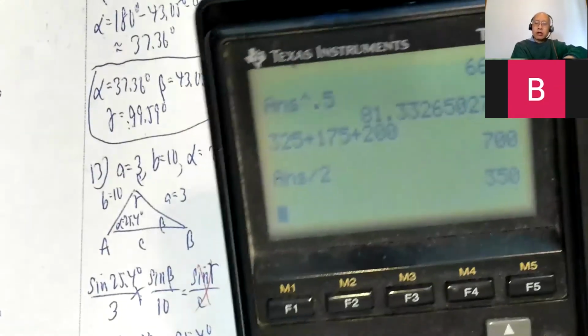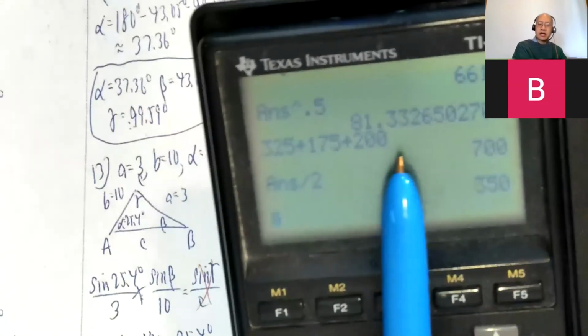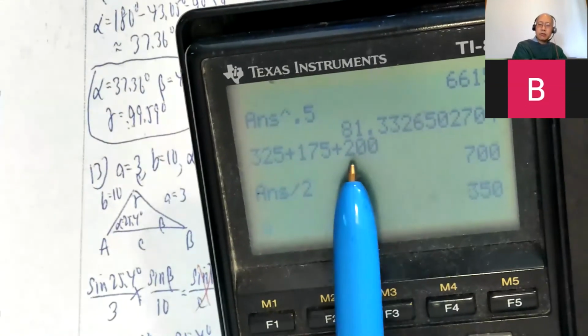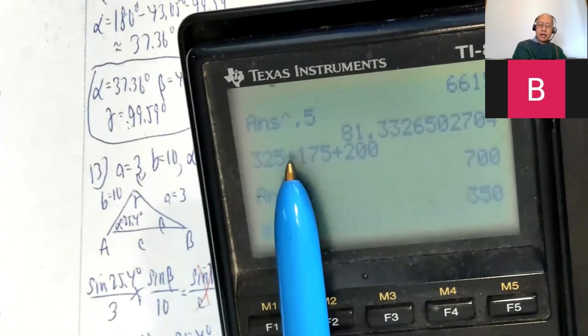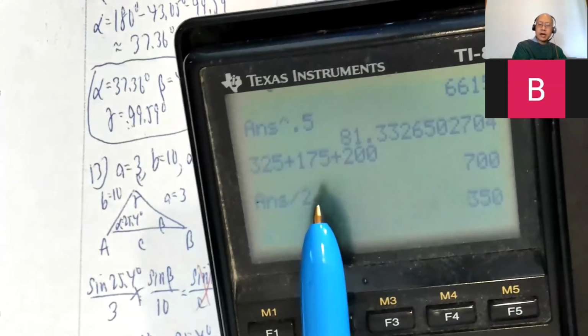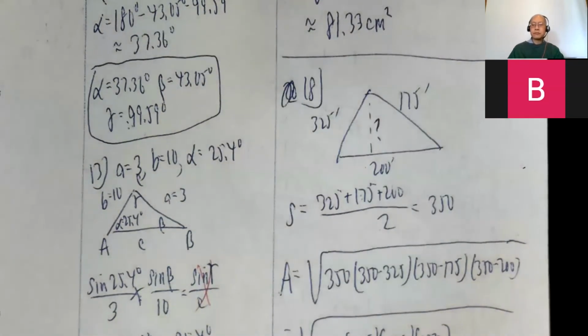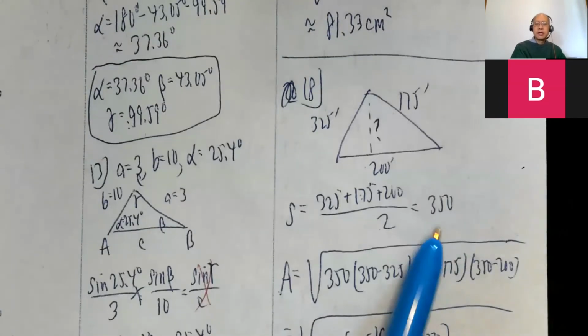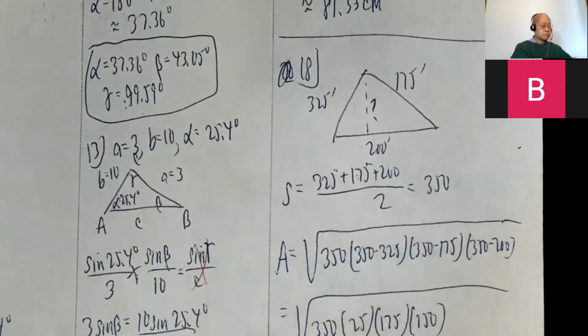But if you try to type it all in one line and just put divided by 2 with no parentheses, that's not going to work because the calculator will only divide the 200 by 2 by order of operations, right? And ignore these. So if you're going to do it all in one line, then put parentheses and then divide it by 2. 350. That's called the semi-perimeter, half the perimeter.